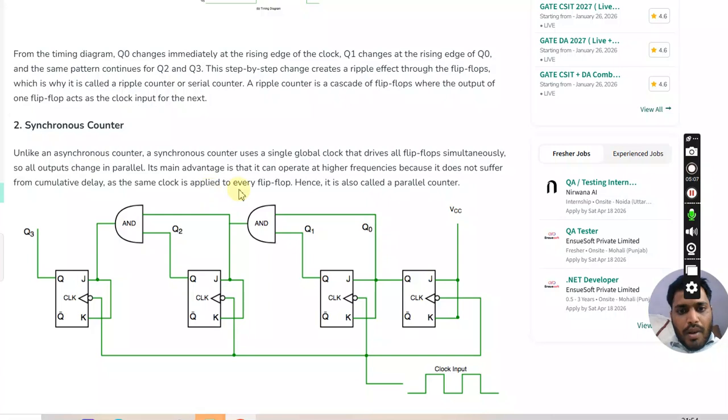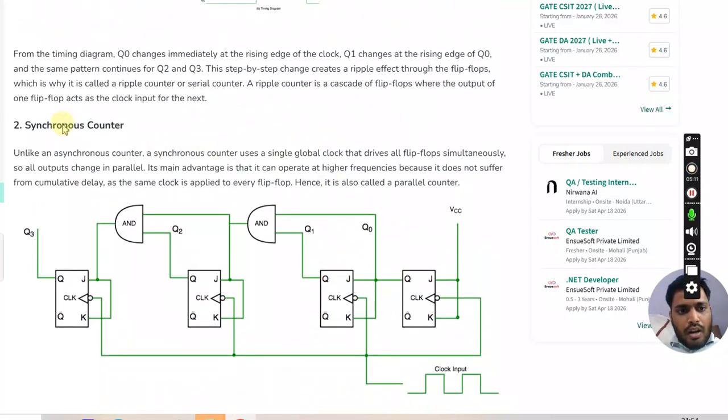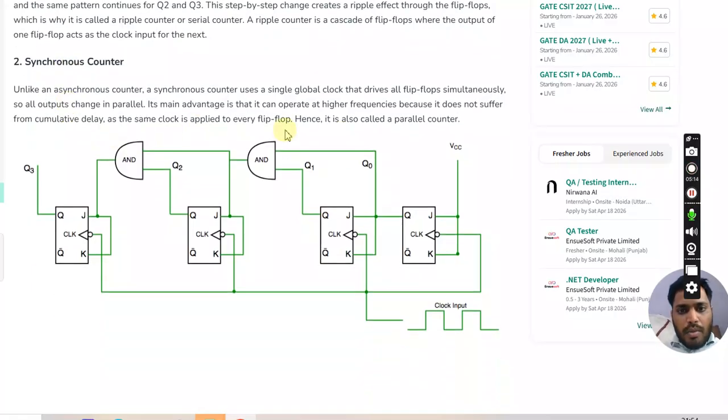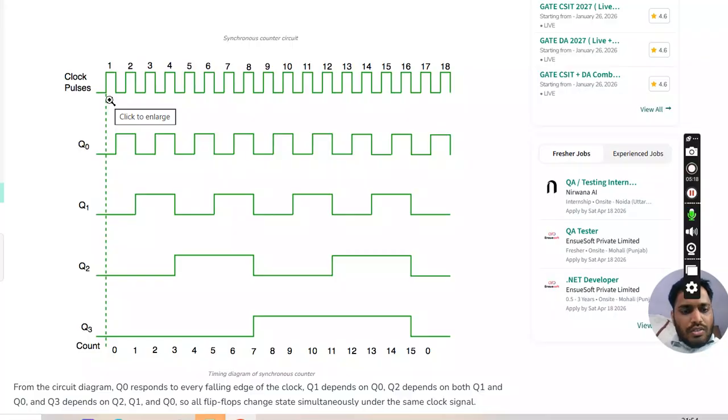The same clock is applied to every flip-flop, so it is also called a parallel counter. For synchronous, the same clock is applied to every flip-flop. So for this we have the same clock, and you see, at the same clock we are having this same thing.